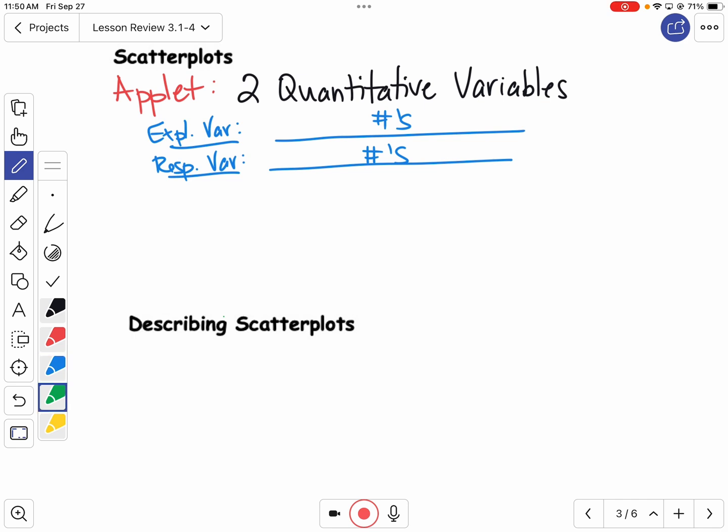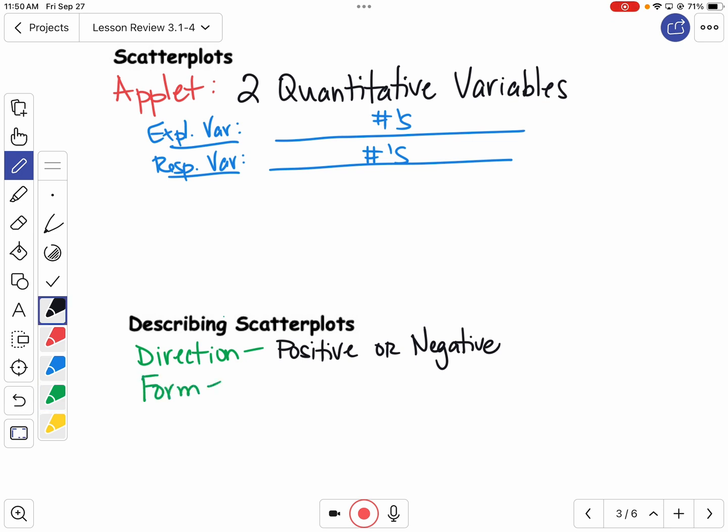Now, the only other thing that we had to do with scatter plots was to describe them. And remember, when we described them, those were those things we talked about just a few minutes ago in the warm-up, our direction. And direction has two options. It's either positive going up or negative going down. Its form was either linear or nonlinear. So it's either a line or it isn't.